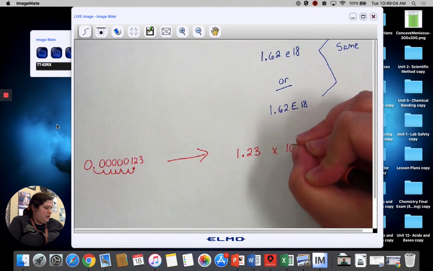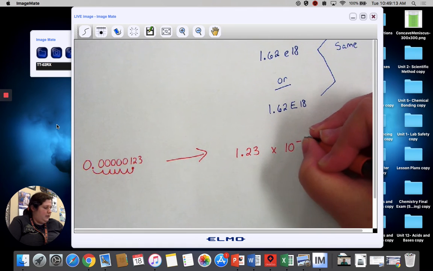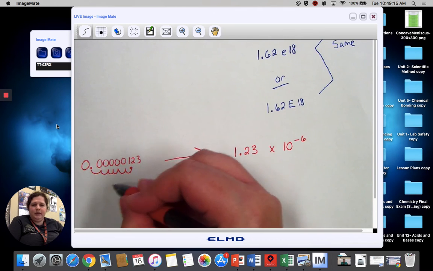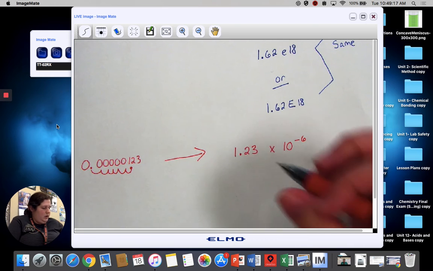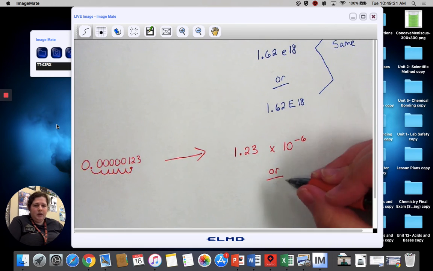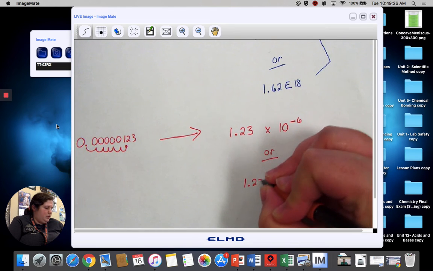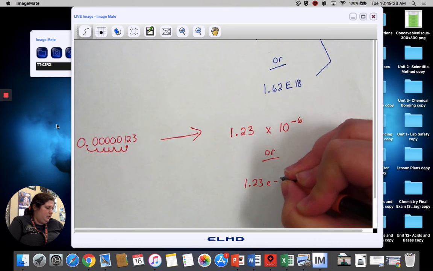1.23 times 10. This is a small decimal. I had to go to the right, which means that it's going to be a -6. So I had to move 6 times. Okay, so this is good if you're handwriting it. Or if you're typing it into the computer, it could be 1.23 E -6.